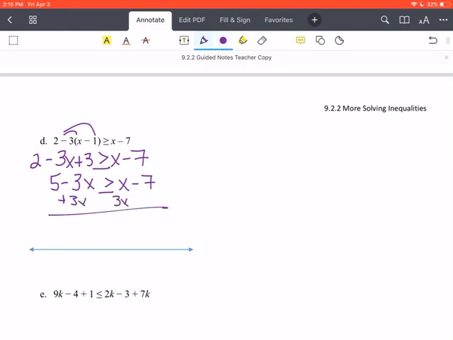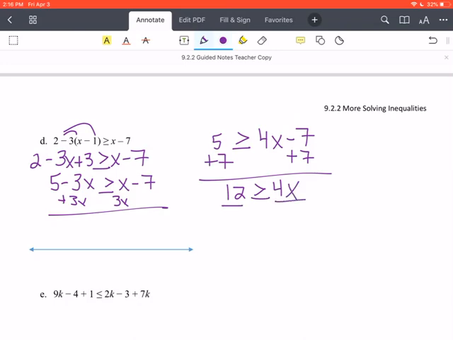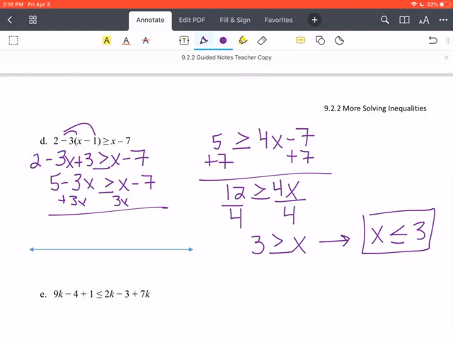So I have 5 is greater than or equal to 4x minus 7. Now I'm going to go ahead and add that 7 over, and I'm going to get 12 is greater than or equal to 4x. Divide both sides by 4. So I get 3 is greater than or equal to x, but remember what I said a few problems ago, we want to rewrite it so that we look at x is less than or equal to 3. The small mouth still remains on the x, but this makes a lot more sense in the way we've been doing problems.